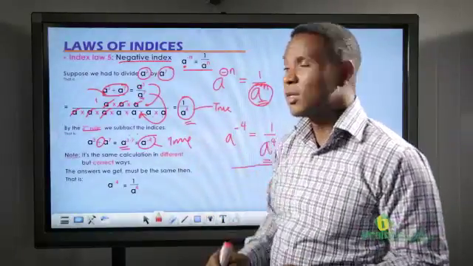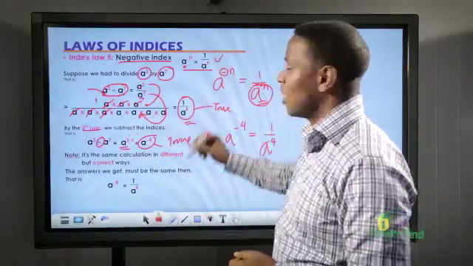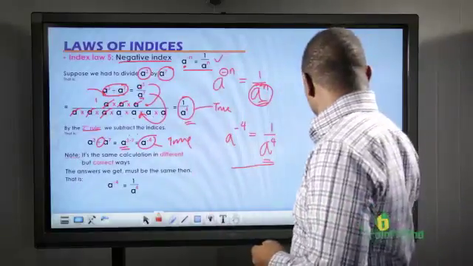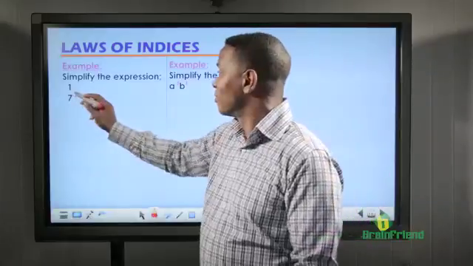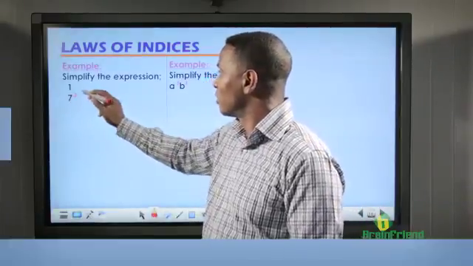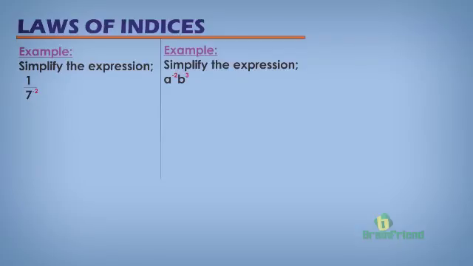As we take some more examples, we'll see how this works. Let's take a look at this other example. So imagine we had this to solve. Simplify 1 all over 7 raised to power minus 2. This would give us 1 all over 1 all over 7 raised to power 2.